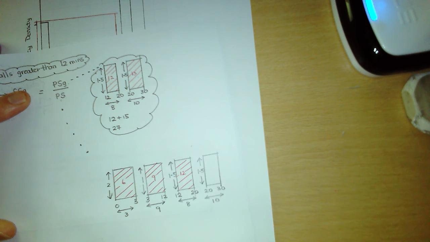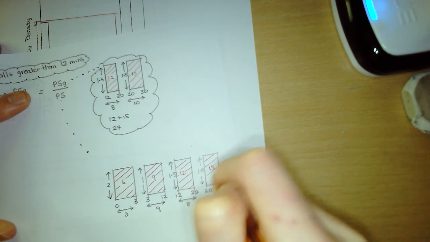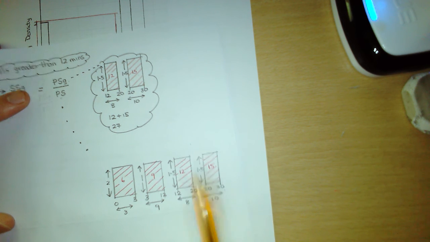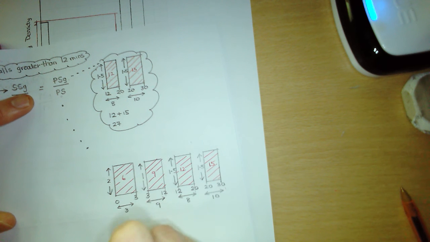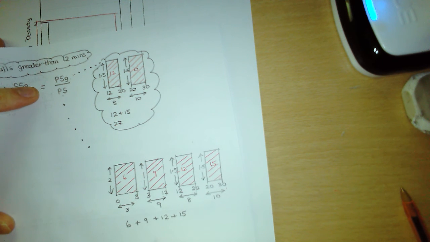So 10 multiplied by 1.5 is going to give us 15. And that's the area of the final bar. In other words, the number of calls there actually were between 20 and 30 minutes. So when we add all these numbers together, we're going to get the overall population size for all the calls that were less than 30 minutes. So let's add them together. We've got 6 plus 9 plus 12 plus 15. And that's going to give us 42.